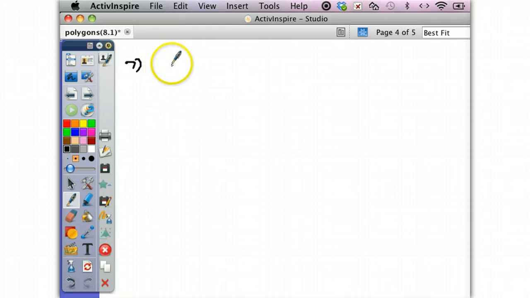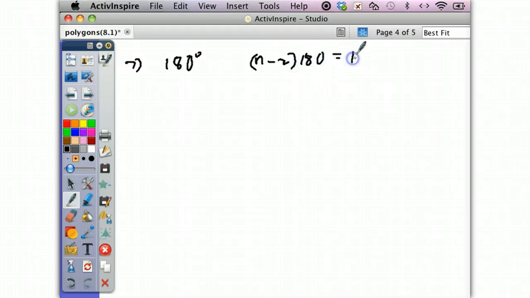We've got number 7. Let's start with 180, which means the sum of the three angles is 180 degrees. In general, the formula is: n minus 2 times 180 is equal to 180 degrees. So you want to find n. The easiest way to do it, and some of my students really like this, is just to divide both sides by 180.